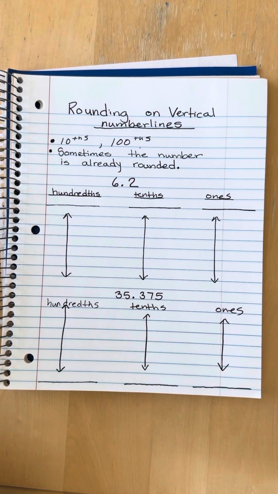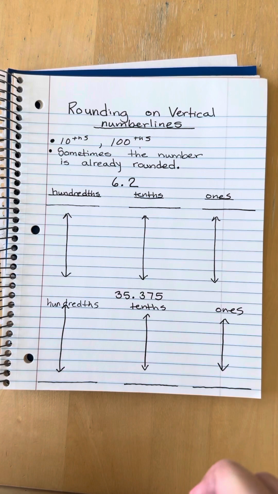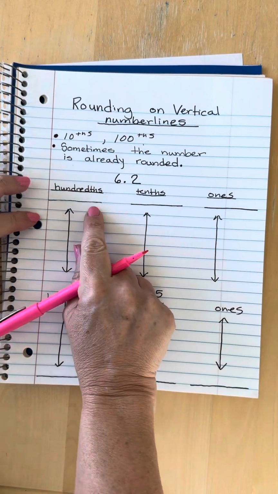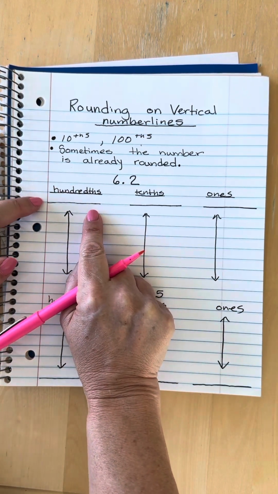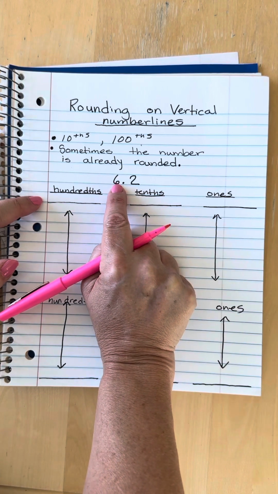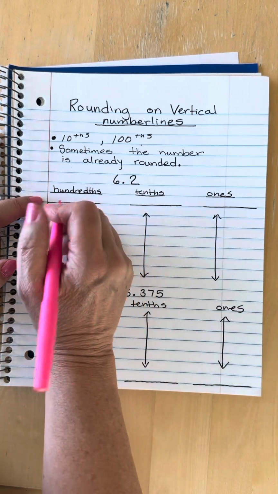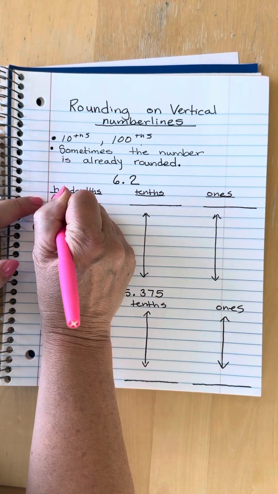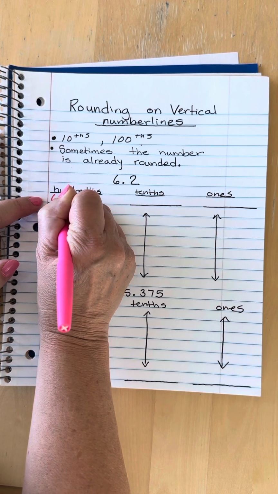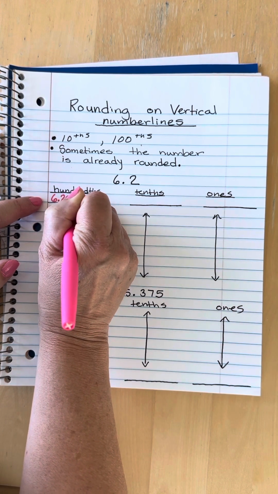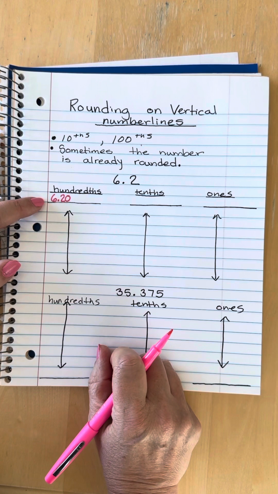The first example we're going to start with is 6 2/10. So it wants us to round it to the nearest hundredth. Well, we need to write 6 2/10 in hundredths, and that is 6 20 hundredths. So in hundredths, this is what we have started with.